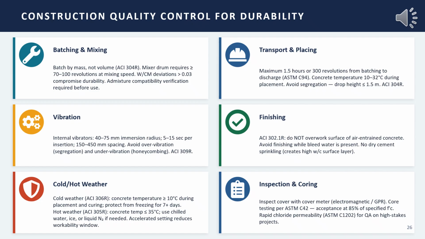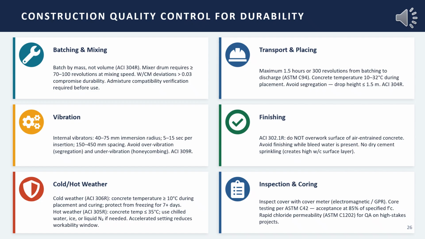First one is the batching and mixing. Remember, ACI Committee 305 requires batching by mass, not by volume. Volume batching introduces variability that undermines your durability design. The water cement ratio must not deviate by more than 0.03 from the design value. Also, verify admixture compatibility in advance because some combinations of supplementary cementitious material and admixtures can cause unexpected setting time changes.